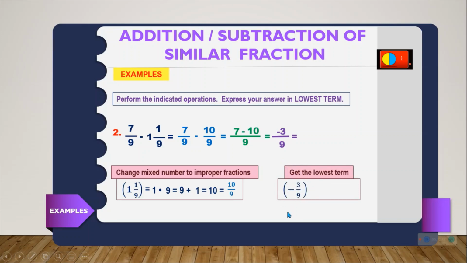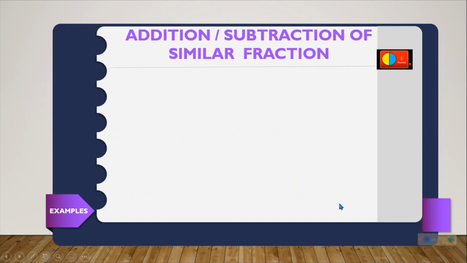So, ang LCD ni 3 at saka ni 9 is 3. So, we will divide both by 3. 3 divided by 3 is 1. And then 9 divided by 3 is 3. Then copy the sign, negative. So the answer is negative 1/3. So that is the final answer.